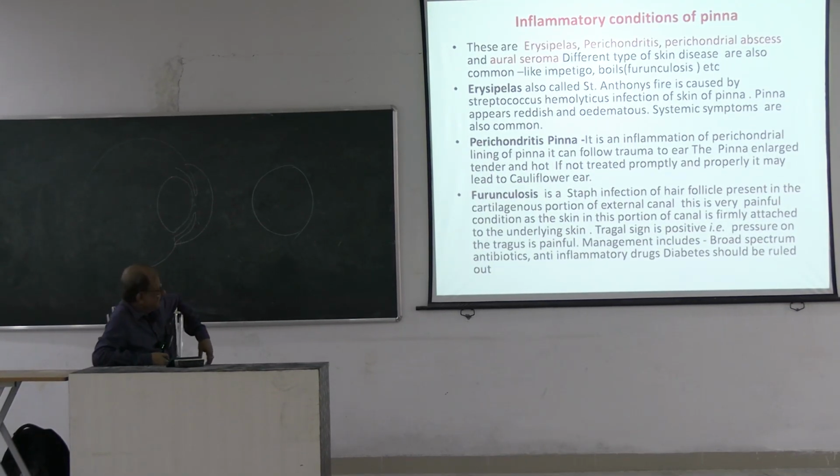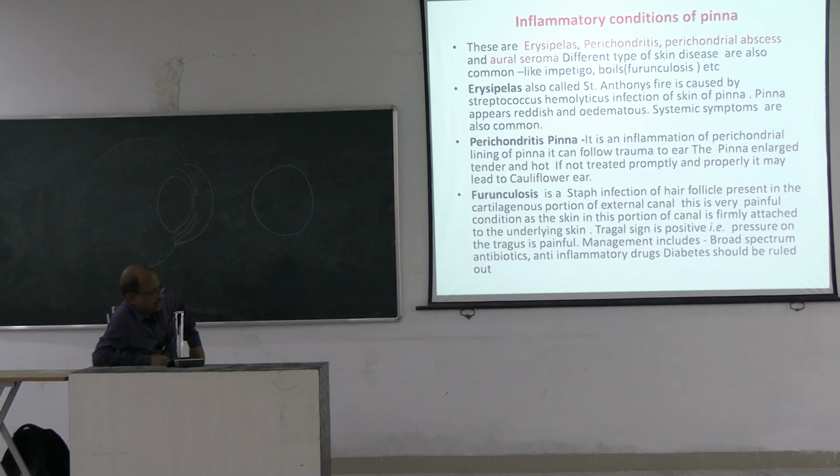Perichondritis of pinna. What is that? It is inflammation of the perichondrial lining. Here is skin, below the skin is the perichondrium, and deeper to the perichondrium is elastic cartilage. So here infection is located in the perichondrium, not skin. Erysipelas was in the skin, but in perichondritis it is located in the perichondrial lining. Okay, it is followed by trauma to the ear.